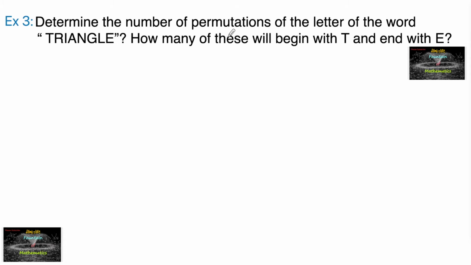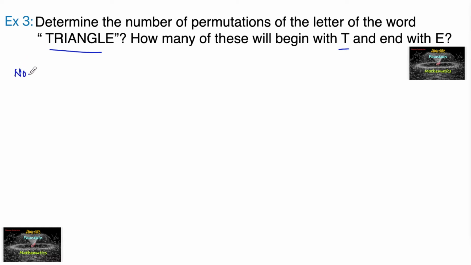Determine the number of permutations of the letters of the word triangle. How many of these will begin with T and end with E? Here in this question there are two questions. First, the number of permutations of the letters of the word triangle, and then among these permutations, the number of permutations which begin with T and end with E. It's a condition applied.